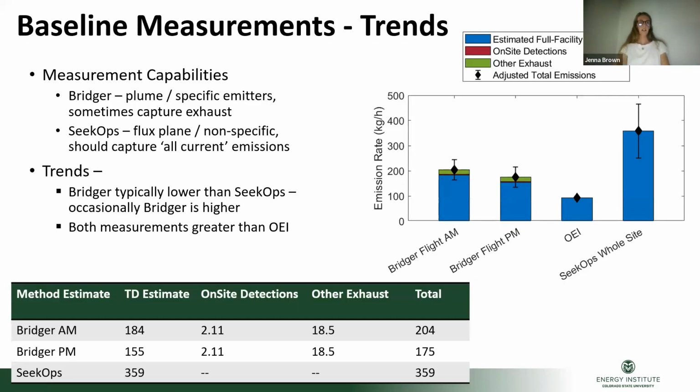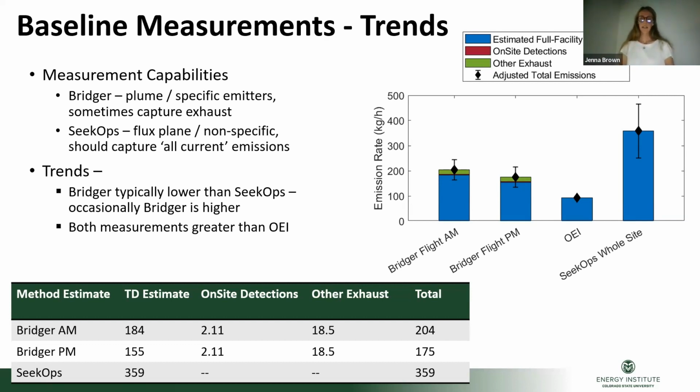So some of the trends we saw, like I said, Bridger is able to detect specific emitters, and CCOPS sees those downwind subsets. Bridger has a minimum detection limit, so we had to add things onto Bridger that were below that minimum detection limit, or things that they missed. In this case, on-site detections are emissions from pneumatics, which are too short to be detected by this quick flyover. We also added in other exhaust, which is combustion emissions from flares and heaters.